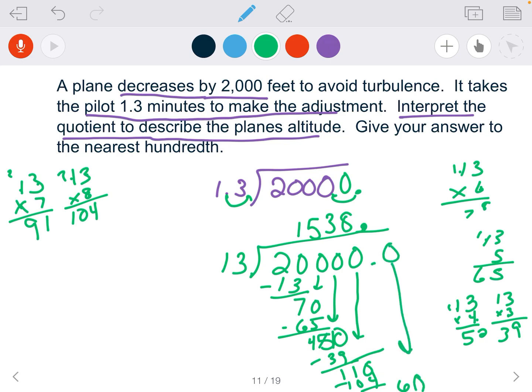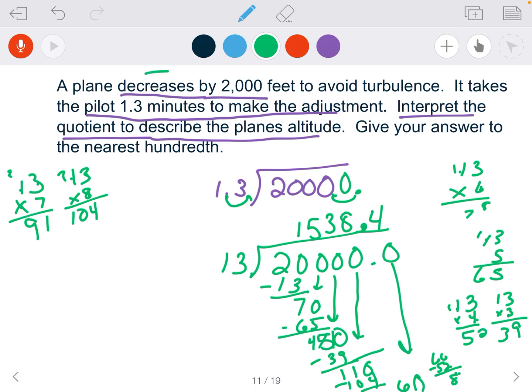And I could keep going, but I'm just going to do this one more time for time's sake because you guys, I think yours rounds to a whole number. So anyway, 13 goes into 60. Let's see, that was 4 times. So 52. So 60 minus 52 is 8. I'm going to just stop there because your problem is going to give you a whole number. So it's asking you to interpret the quotient.